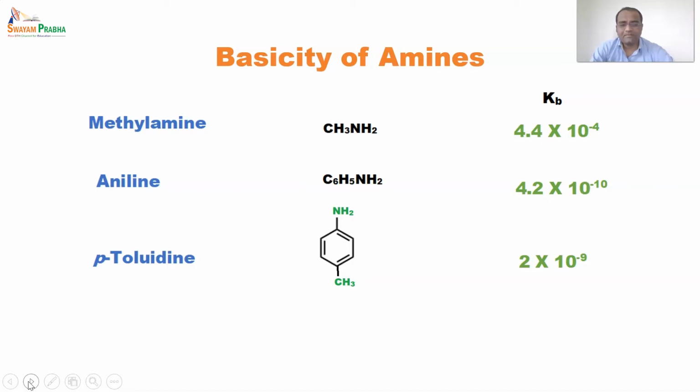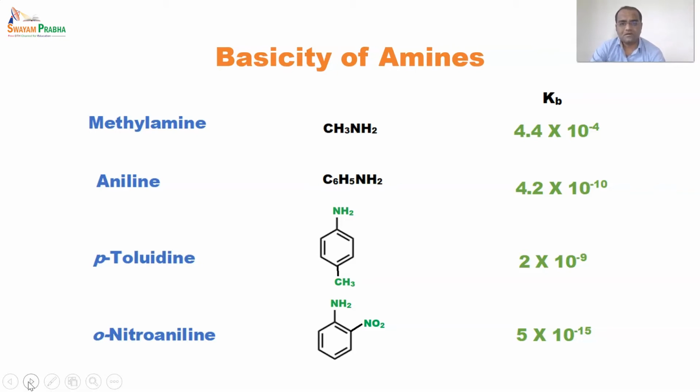The value of Kb is 2 into 10 raised to minus 9. And after that, ortho-nitroaniline, so replacement of a hydrogen at an ortho position by a nitro group. And the value is 5 into 10 raised to minus 15.